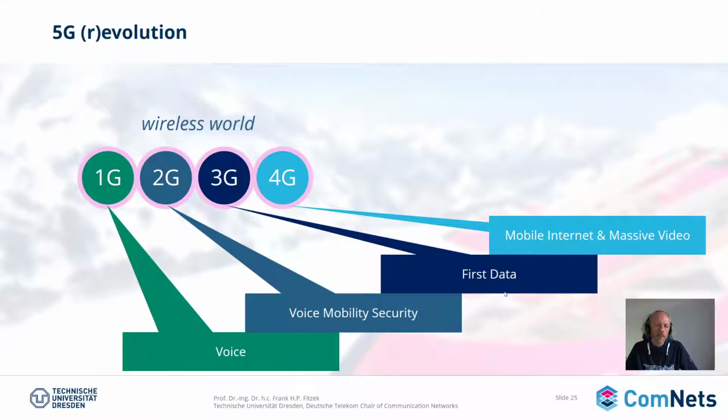Only with 4G, the promise of having internet connections on your mobile phone was really made true, where you had the mobile internet and massive video with 4G. So this is more or less the killer application everybody was looking for. But if you look at 3G or 4G and ask what the people thought the killer application would have been, then you would see that it's not what is written down here.